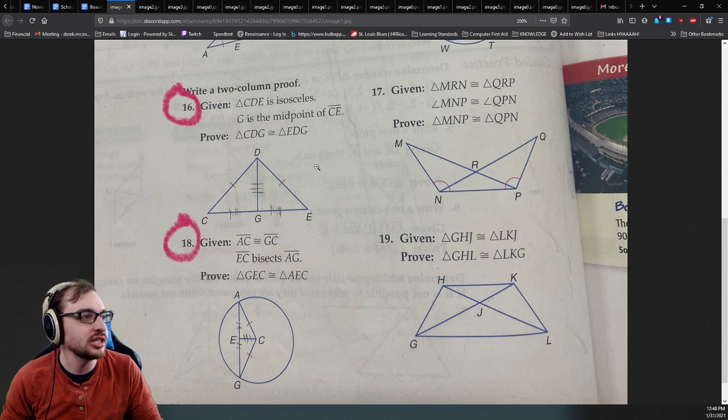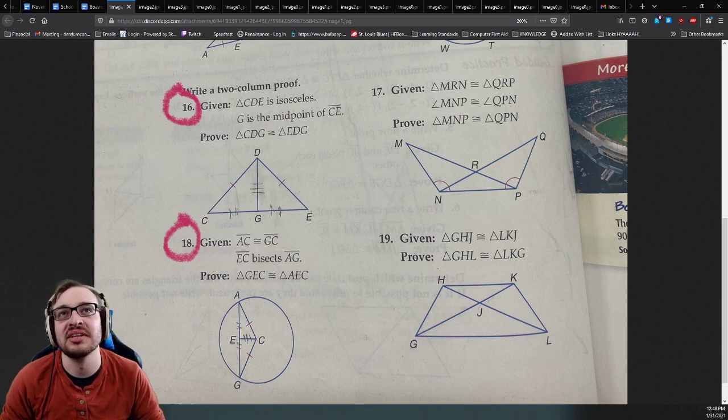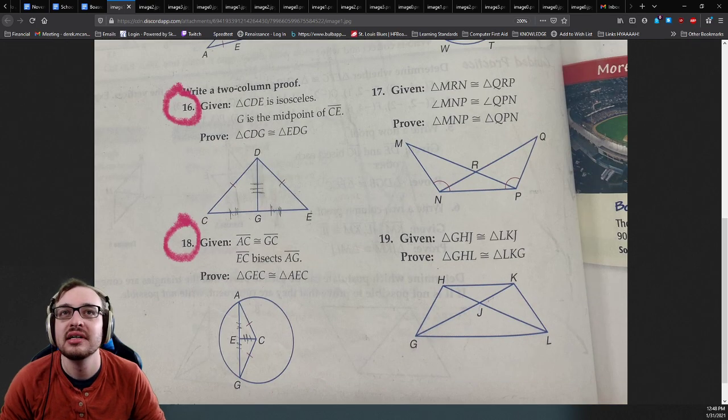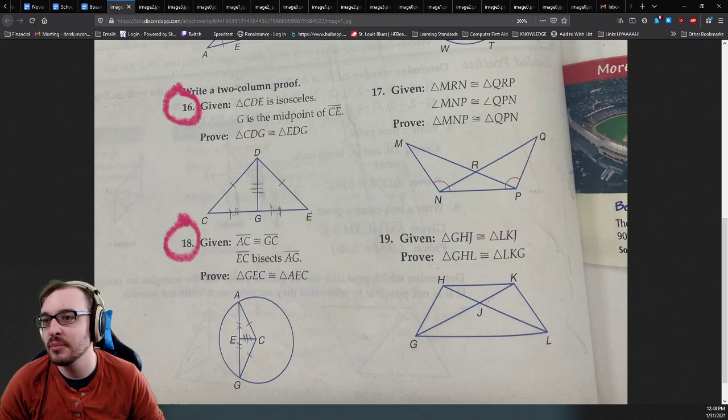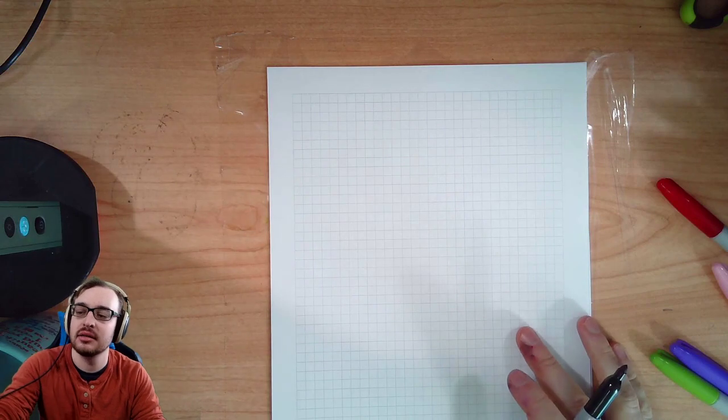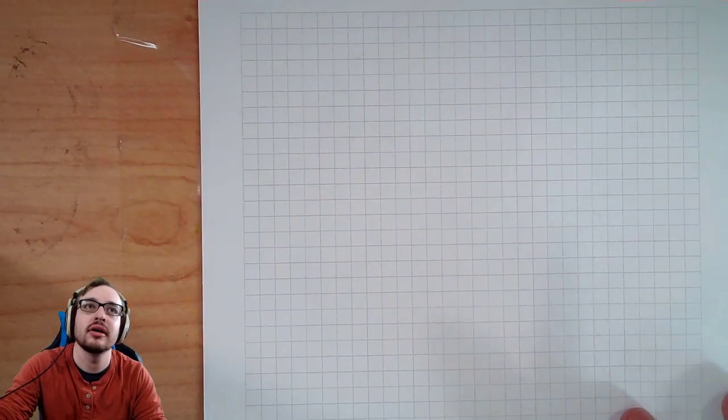Right, so let's look at number 16. And then, of course, they did it because it's a column proof, right? Probably not because this is too hard, but because this is a column proof, and they want you to do a column proof. But we're going to do a paragraph proof, and you can convert it if you want. So I'm going to copy this down, and we're going to go from there.